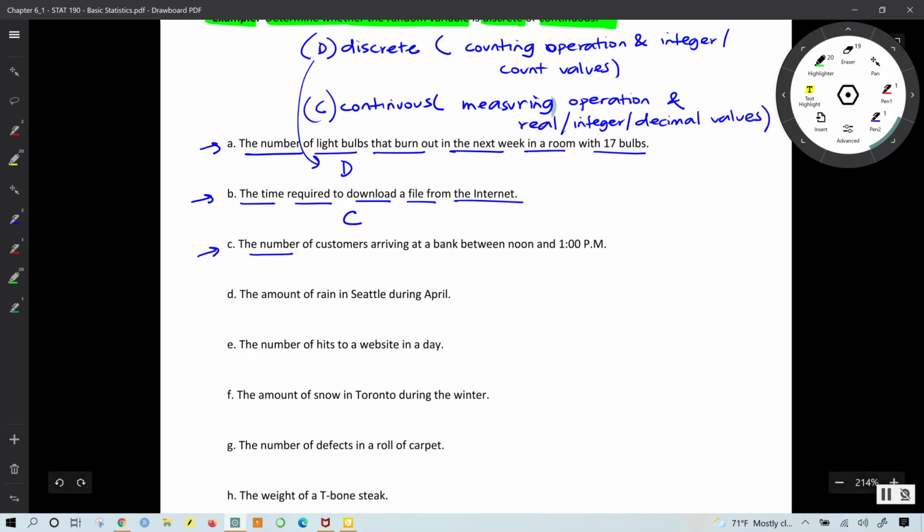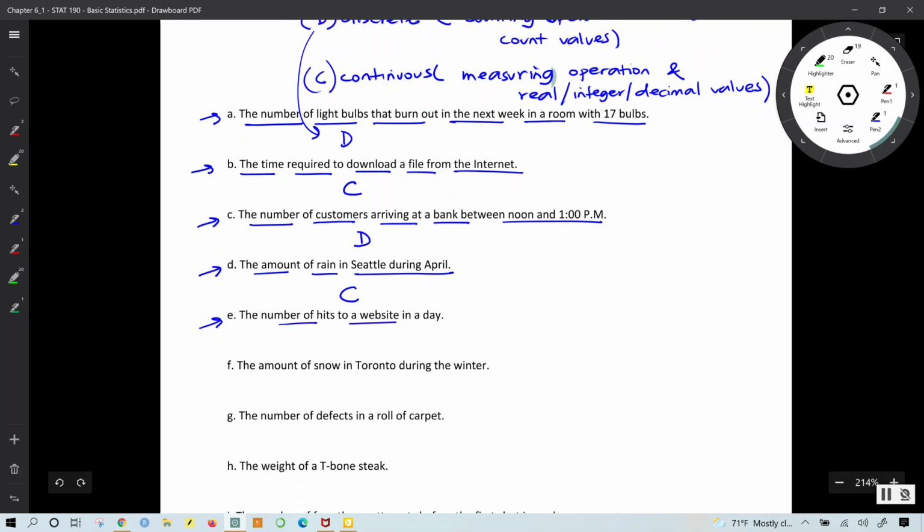C, the number of customers arriving at a bank between noon and 1 p.m. What do you think? Would you be counting or measuring? I will be counting. So that gives me a basis to claim that this variable is discrete. D, the amount of rain in Seattle during April. That would be measured. That makes it continuous. What about E? The number of hits to a website in a day. That can be counted. So would that be continuous or discrete? I would argue that this would be discrete.